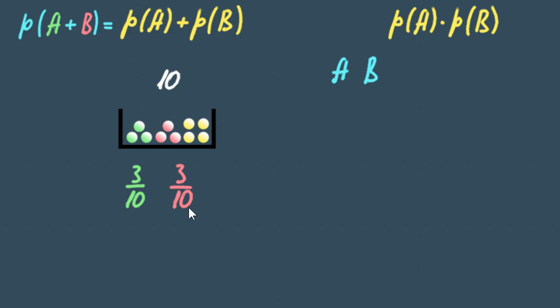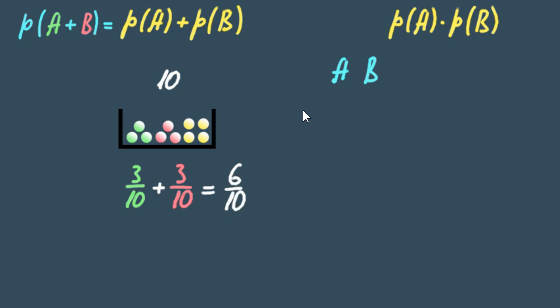Our events are incompatible, and to get the probability of the appearance of either a green or a red ball, we need to use the formula and add up these two probabilities. We get 6/10.